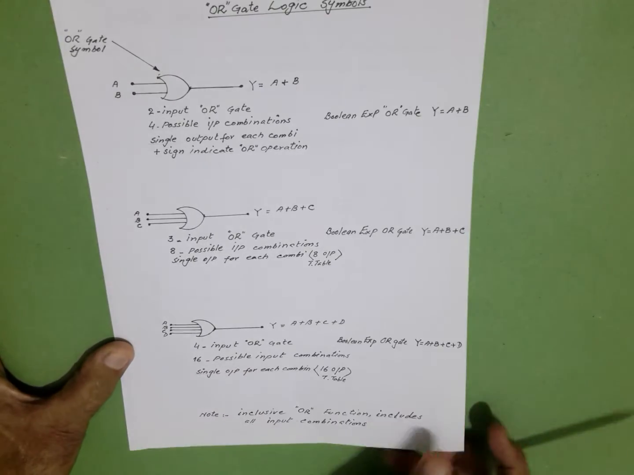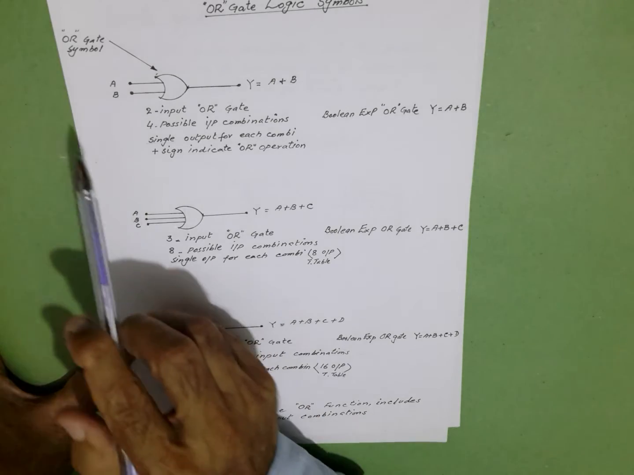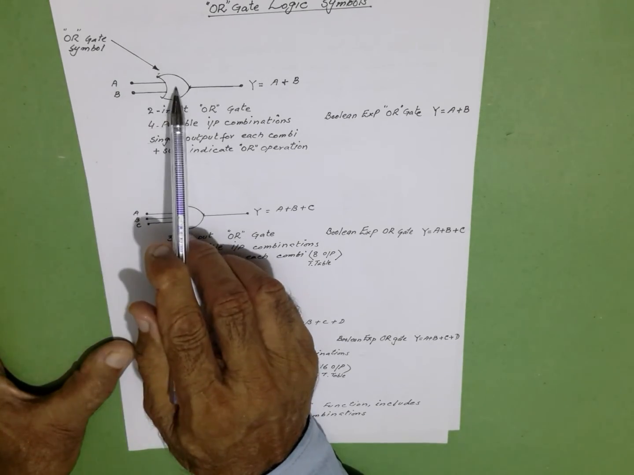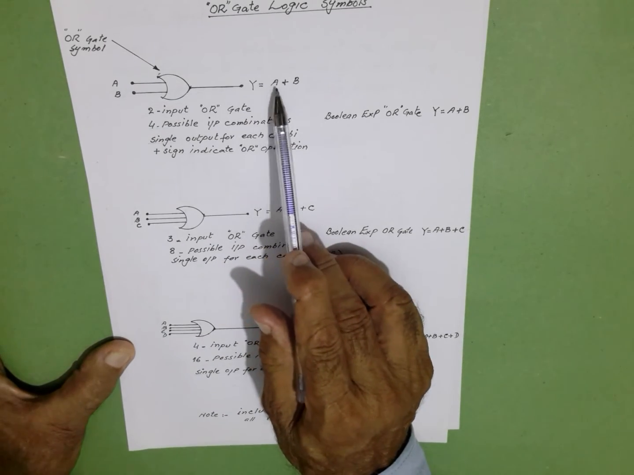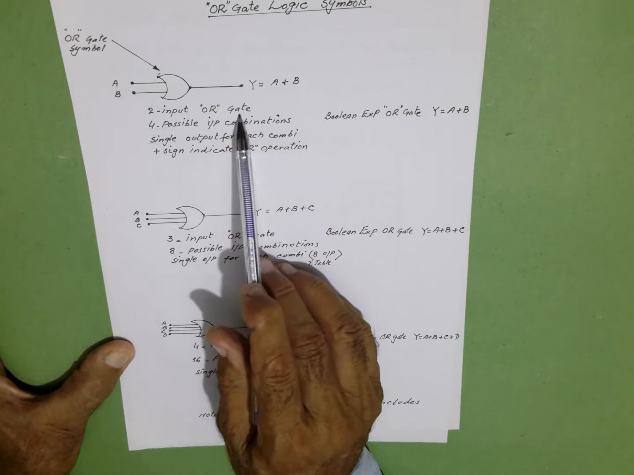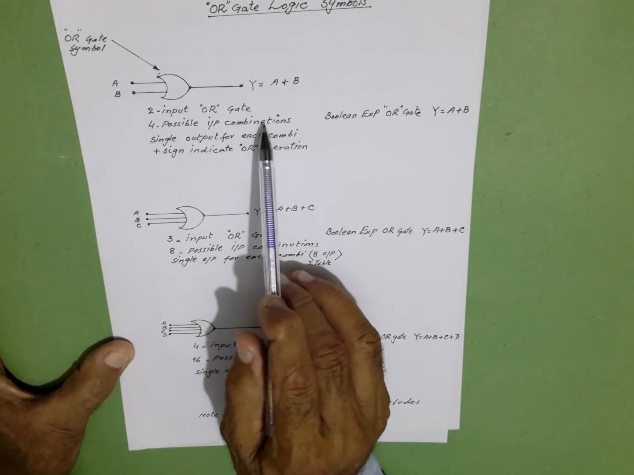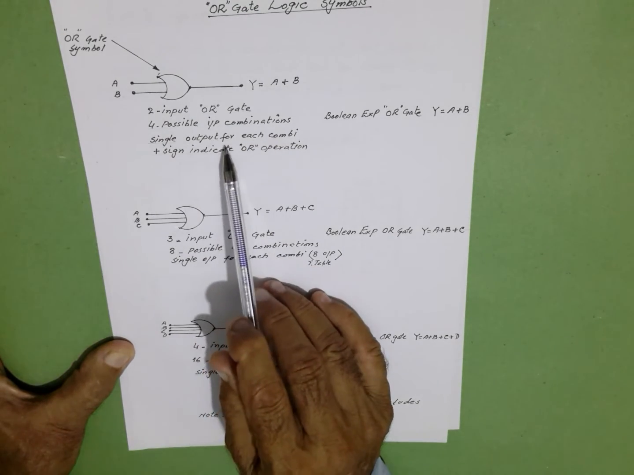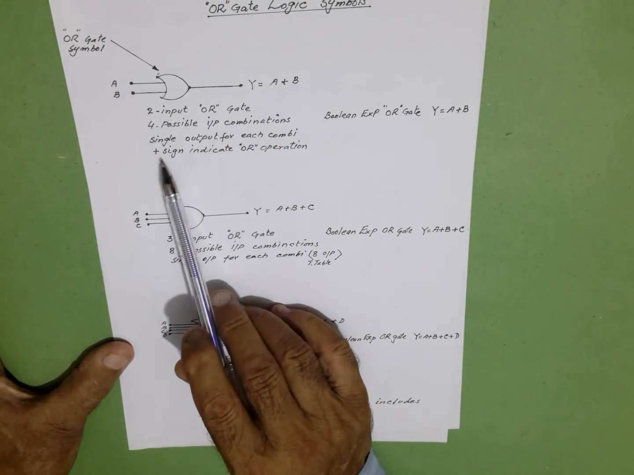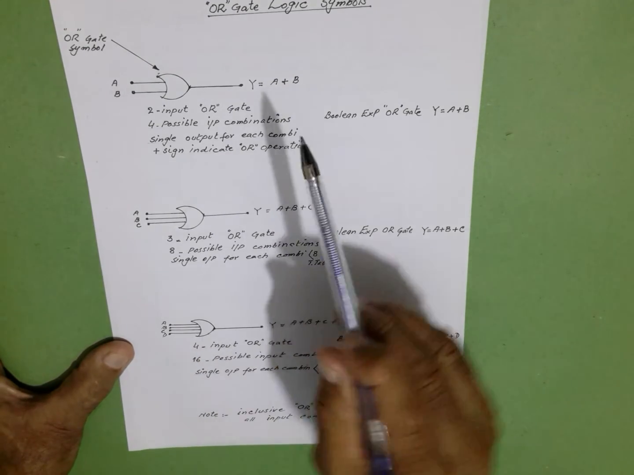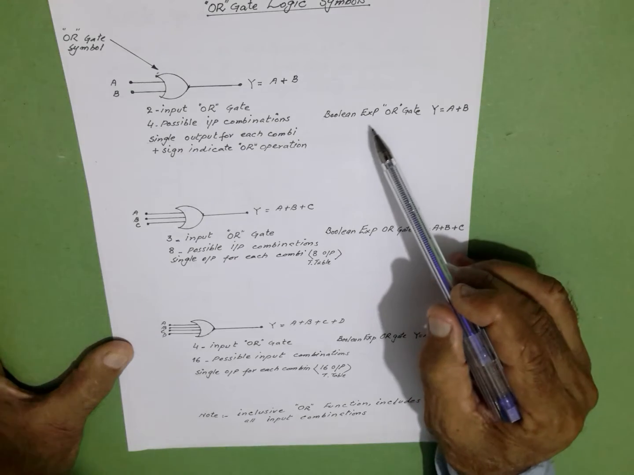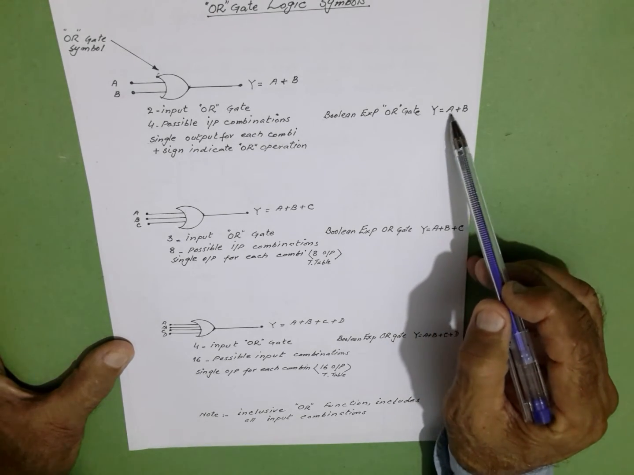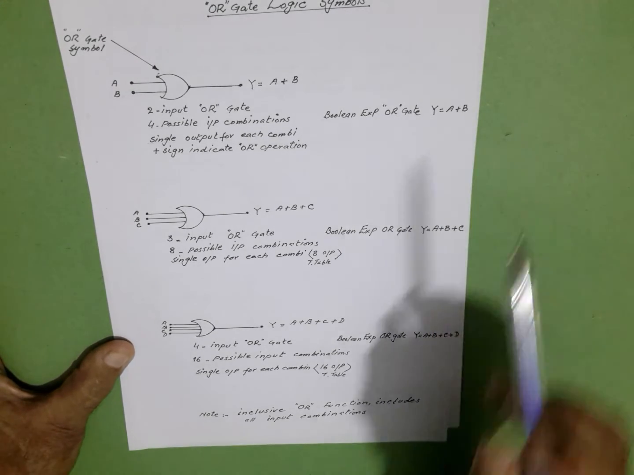We have seen that this is the logic symbol for a two input OR gate. This is the OR gate symbol. A and B are the two inputs. The output is Y is equal to A OR B. For a two input OR gate, there are four possible combinations at the input, with a single output for each combination. The positive sign indicates an OR operation. The Boolean expression for the OR gate is Y is equal to A OR B.